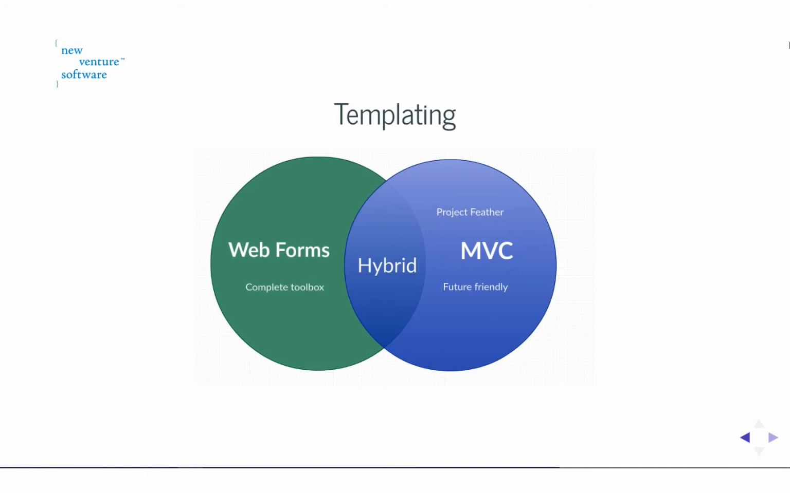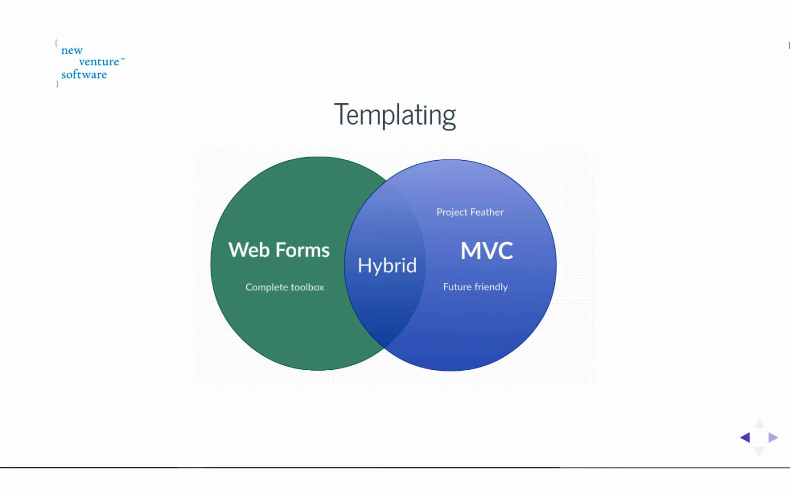In terms of templating, Sitefinity offers several options. We can choose between web forms, MVC, and hybrid modes. So what's the difference? If we go with web forms, we have the complete toolbox of features. As I mentioned earlier, Sitefinity initially began as a web forms application. That means that all the features mentioned earlier are available if we decide to go with the web forms API.